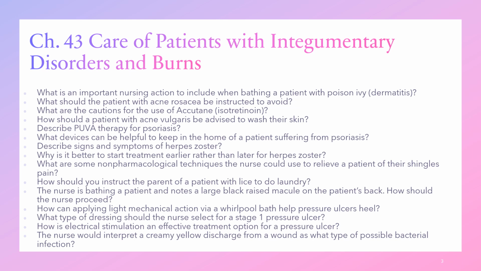What type of dressing should the nurse select for a stage 1 pressure ulcer? We can also see this on 1011. Wound dressings will be selected according to the characteristics of the wound. You should choose a dressing that keeps the ulcer moist and the surrounding skin dry. The nurse should use a transparent film dressing on a red, unblanchable coccyx, which is a stage 1 pressure ulcer.